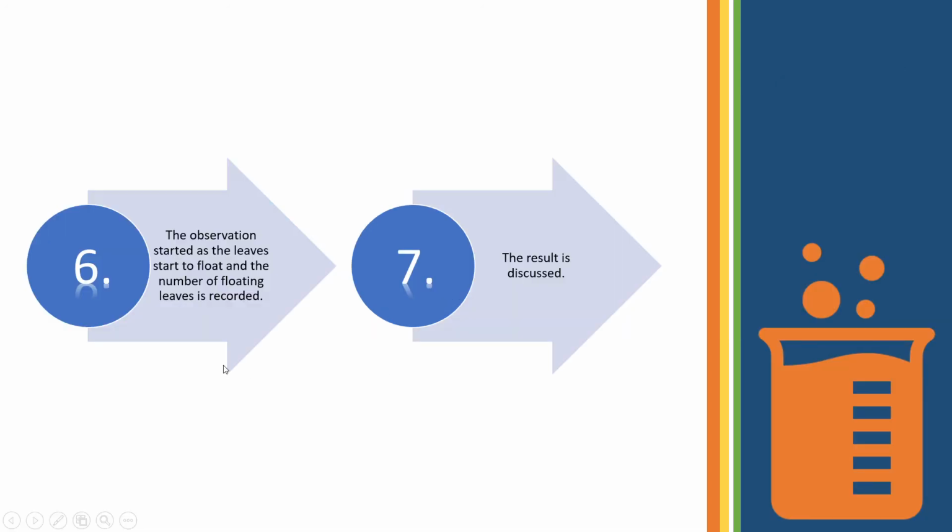The observation starts as the leaves start to float and the number of floating leaves is recorded. The result is then discussed accordingly.